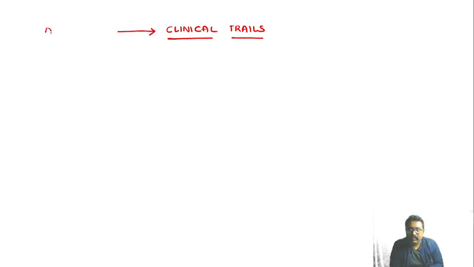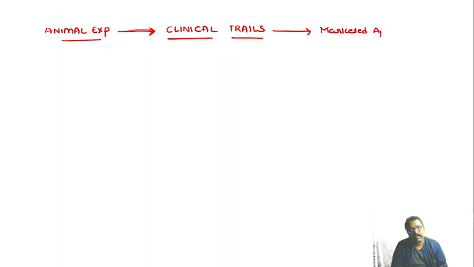So first we'll do animal experiment. Initially, when we choose a compound, we'll be doing an animal experiment. Once the animal experiment proves that the benefits exist, that drug or the candidate molecule will be taken into the clinical trials. From the clinical trials, if that candidate molecule passes all the phases, it will be marketed as an approved drug.